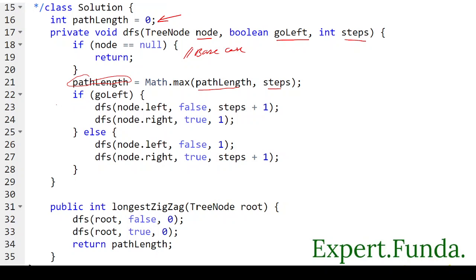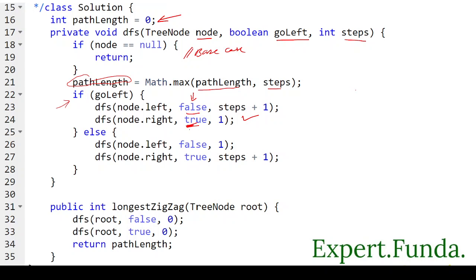So if we are going to go left, as we have given, if it is true, a node dot left, then we will not take true now, we will take false, because next time we will not go left. And then step plus 1, and then we can take node dot right, and this time go left is true. Previously we were sending false, but this time we will pass true, okay?